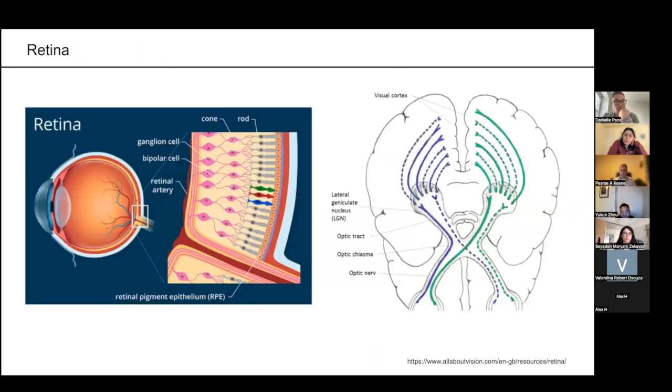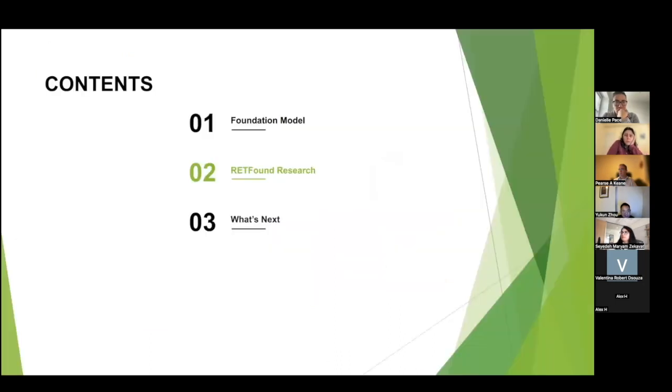And this part is actually some connection or links between the retina and the central nervous system or cardiovascular system, as Pearse already mentioned in the ALZI project. So I will just skip this one. And then let's have a look at the RETFound research.